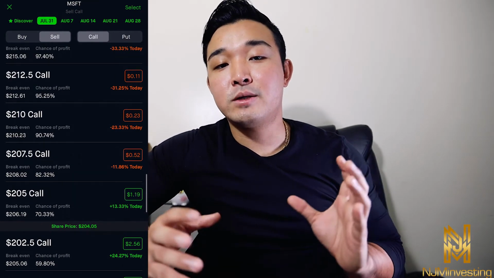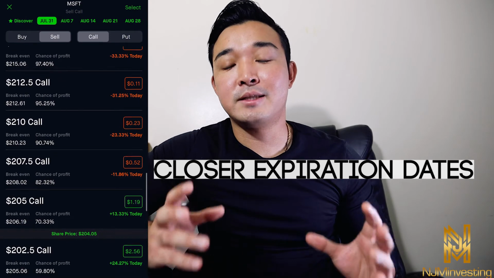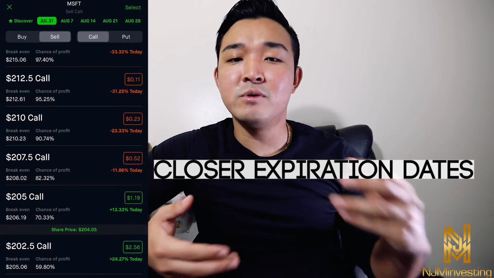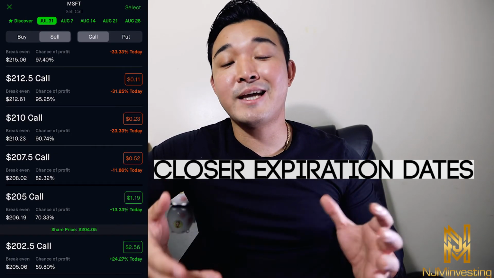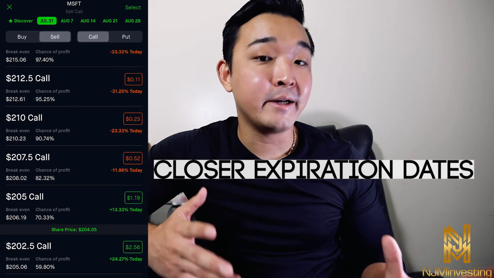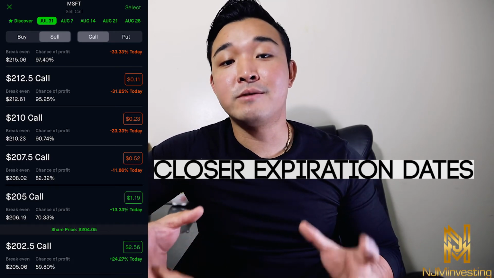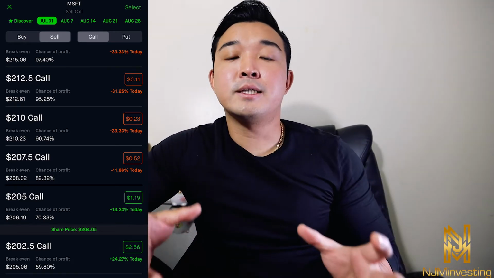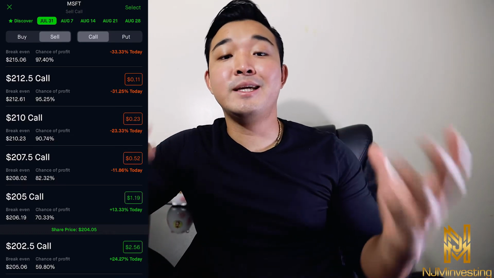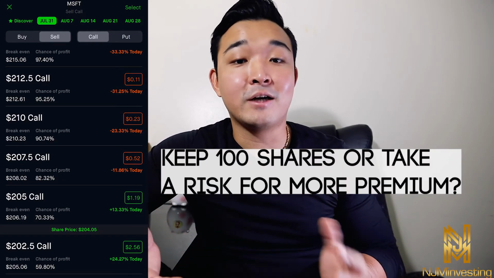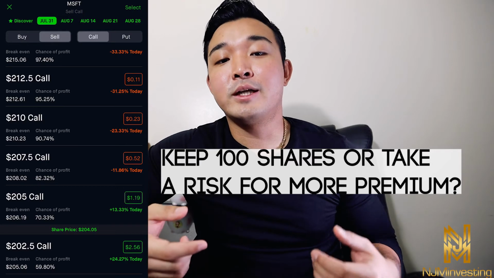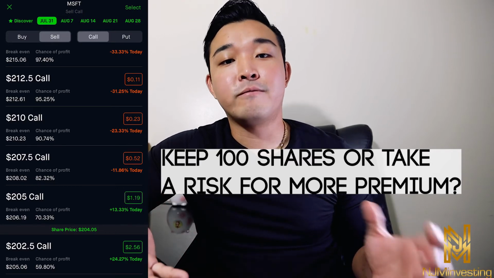Remember to look at closer option contracts, as theta is on your side and the movement of time is disadvantageous to option buyers, but very advantageous for you as an option seller. Next, it's good to think about whether or not you'd like to keep the 100 shares of the underlying stock of Microsoft, or if you'd like to risk your 100 shares for more premium.